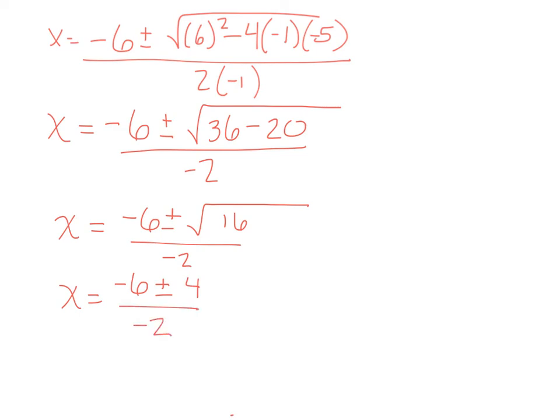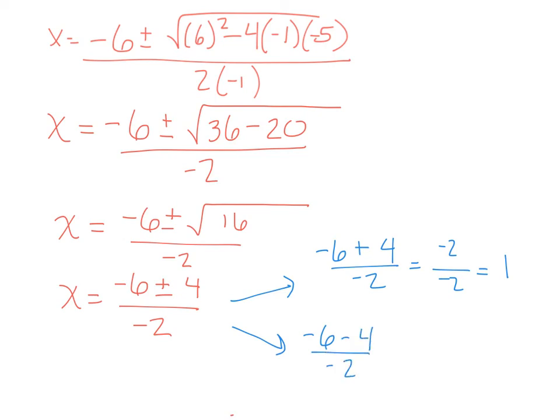Now this breaks apart into two things. We've got negative 6 plus 4 over negative 2, which is negative 2 over negative 2, that's 1. Or we've got negative 6 minus 4 over negative 2, which is negative 10 over negative 2, which is 5. So there are our two solutions: x equals 5 and 1.